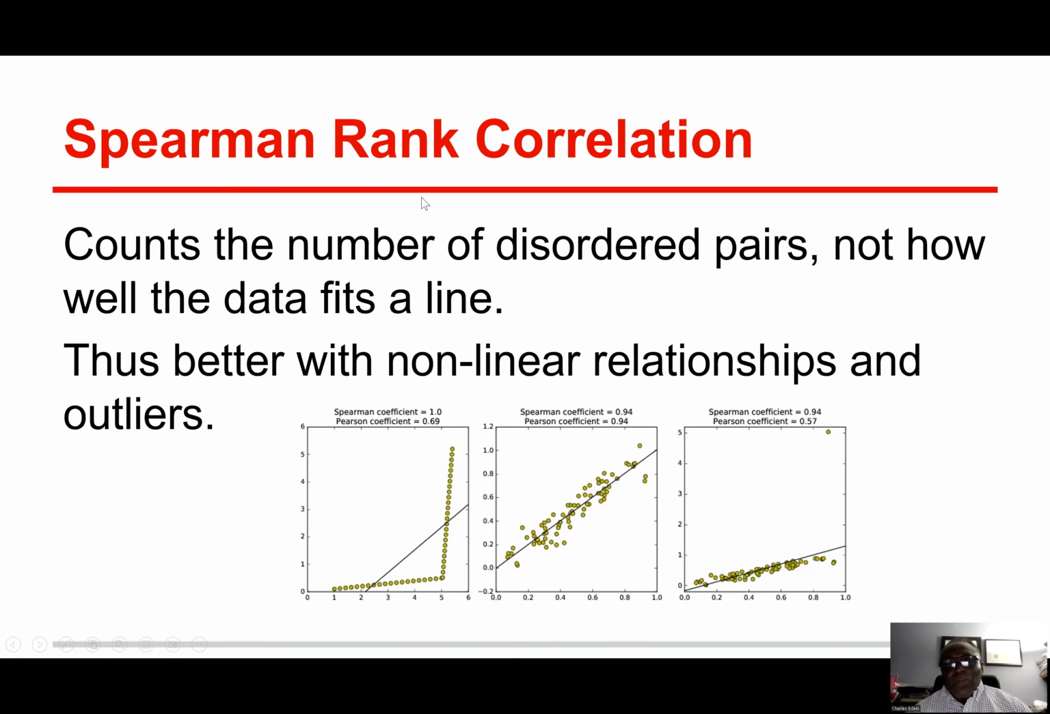That takes us to Spearman rank correlation. As we said earlier, Spearman also finds the correlation between two variables. But here everything is based on ranking and counting. Spearman rank correlation counts the number of disordered pairs, but not how well the data fits a line. So it's better with nonlinear relationships and also outliers.